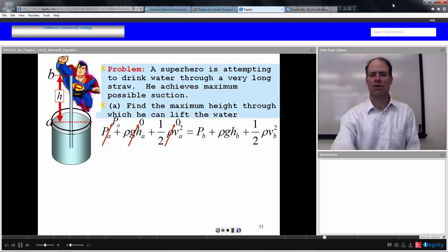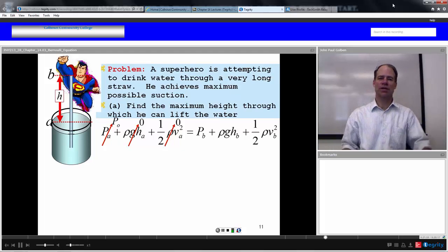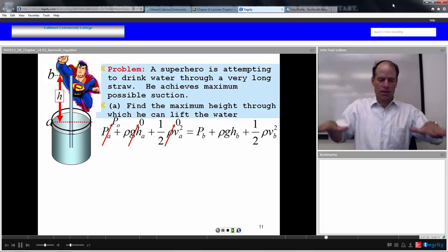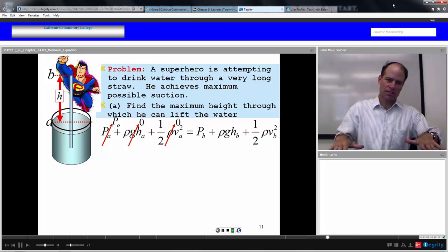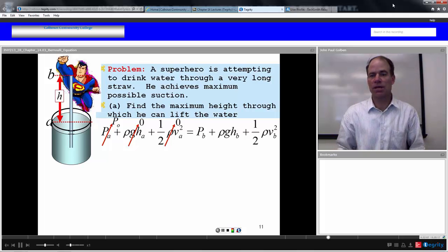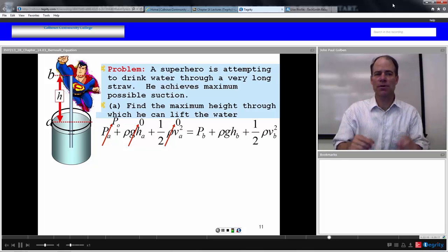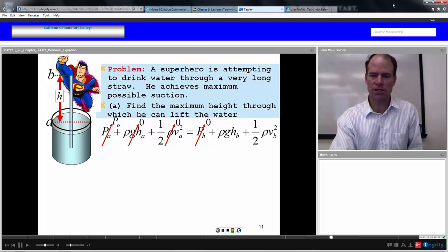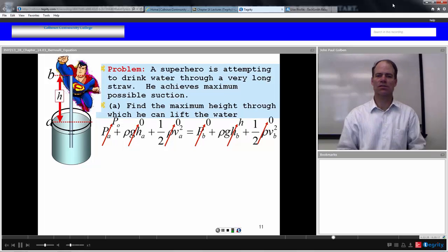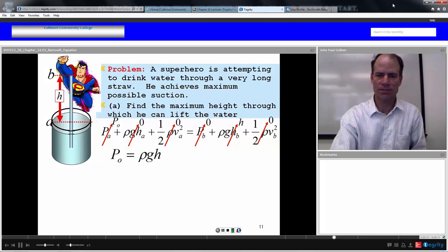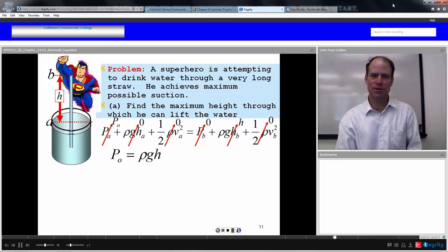And what else? Yeah, velocity at A is 0 because as he's pulling this liquid through, that reservoir really doesn't change very much. It just maybe goes down a little bit like this. So it's moving really, really slowly. And to be honest, at first, when he first is pulling this through, it's not really moving too fast at point B either. So the velocity at A is 0, the velocity at B is 0, pressure at B is 0 because he's got maximum possible suction, he's got a vacuum there. Height at B is h. So we've lost a lot of terms. We've lost 4 terms because they're 0, and we have simply that the atmospheric pressure is equal to rho g h.